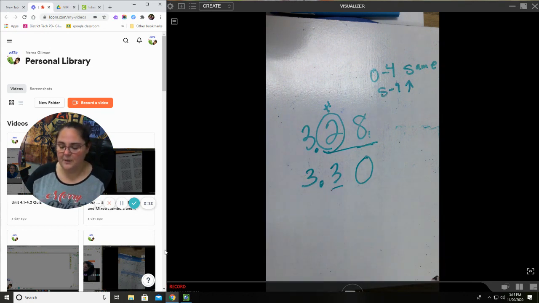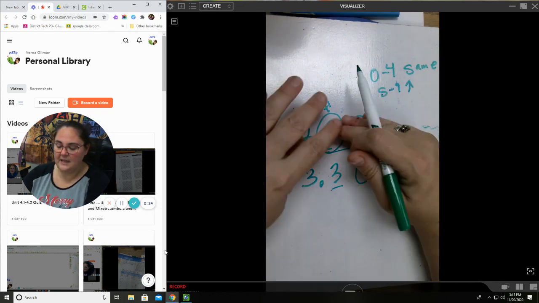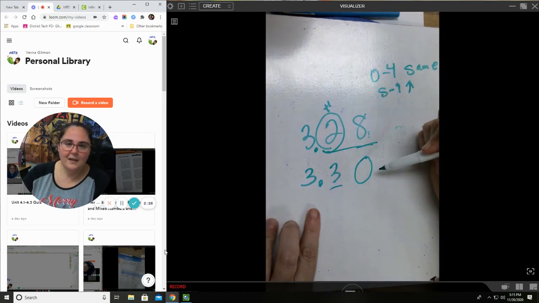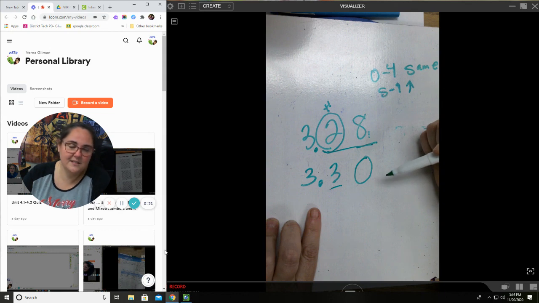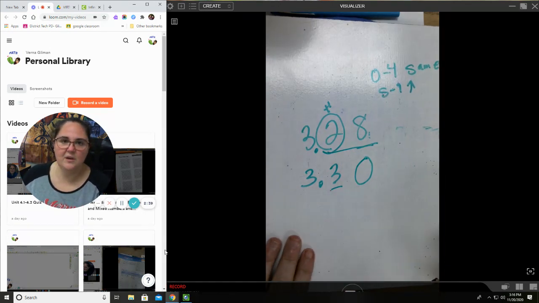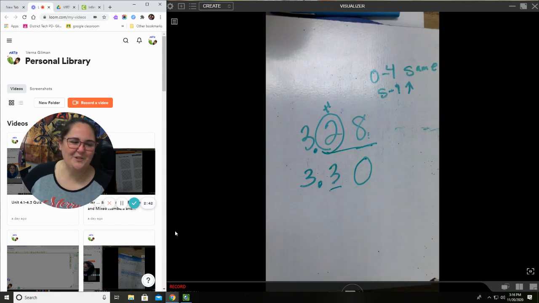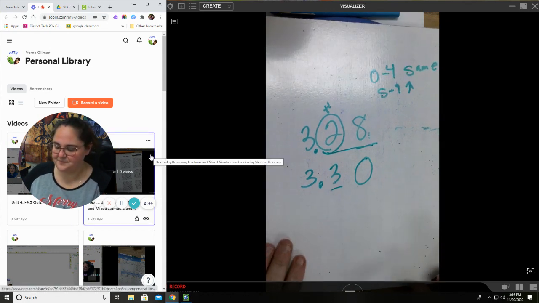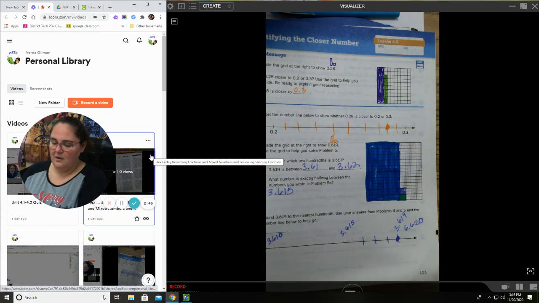I do want you to also think that 3 and 30 hundredths is the same amount as 3 and 3/10. It's the same thing. It just looks a little different because now we're counting hundredths in there too, okay? So this is just something that you can think about when we're doing rounding. So we're going to start with number 1.